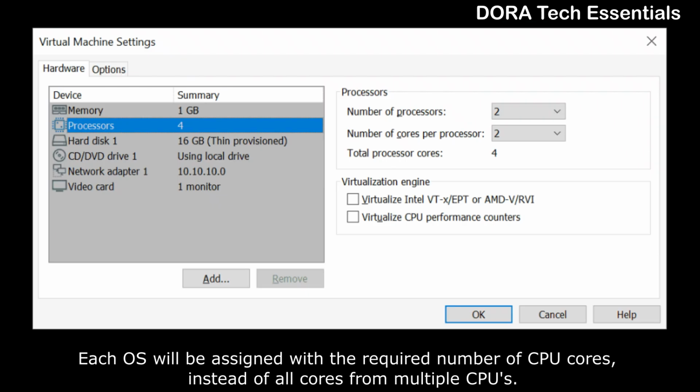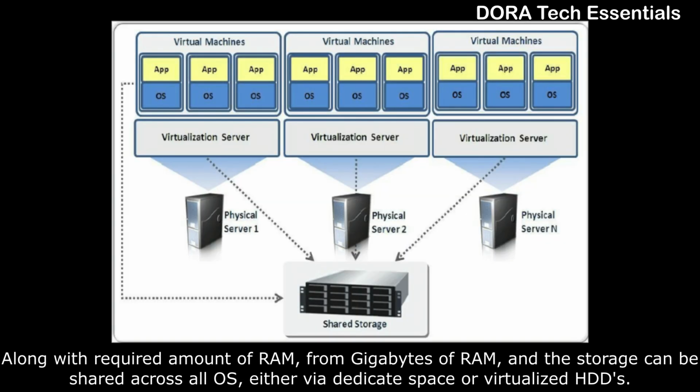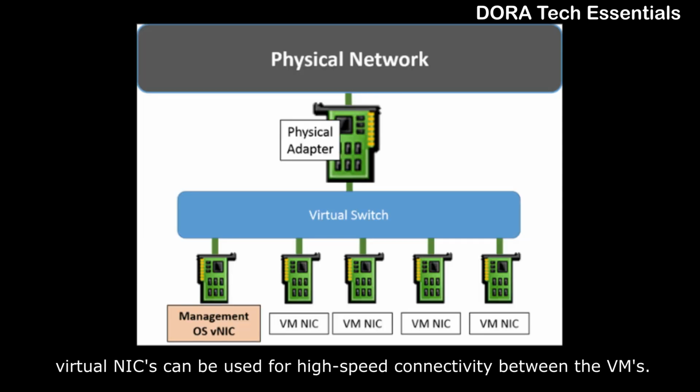Each OS will be assigned the required number of CPU cores, instead of all cores from multiple CPUs, along with the required amount of RAM from gigabytes of RAM, and the storage can be shared across all OS, either via dedicated space or virtualized HDDs. Multiple port network cards can be used to assign a dedicated NIC for each VM. Virtual NICs can be used for high-speed connectivity between the VMs.